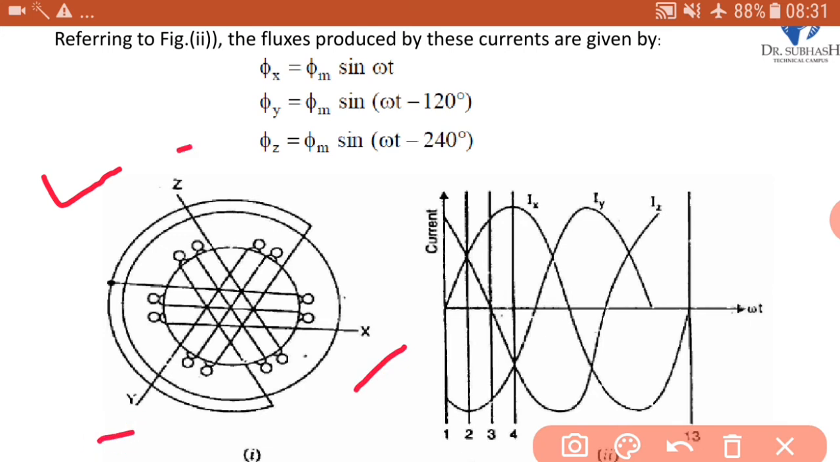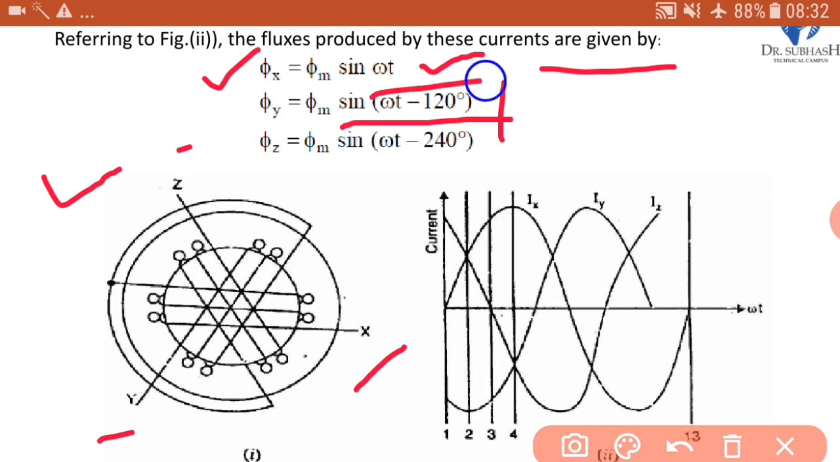And we know that in three phase windings, the phase displacement of these three phases is 120 degrees. So referring to this figure, the fluxes produced by these currents are given by: flux due to x phase, phi x is equal to phi m sin omega t. Then flux due to y phase, phi y is equal to phi m sin (omega t minus 120 degrees).